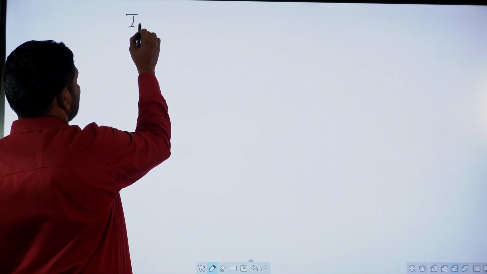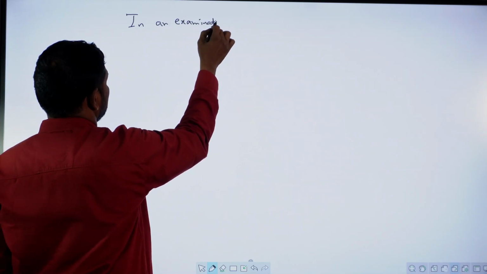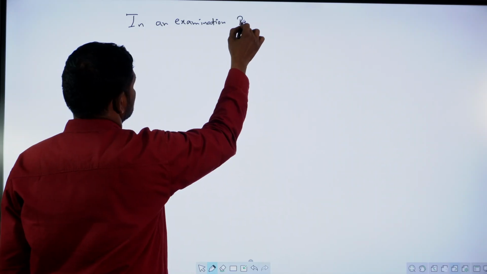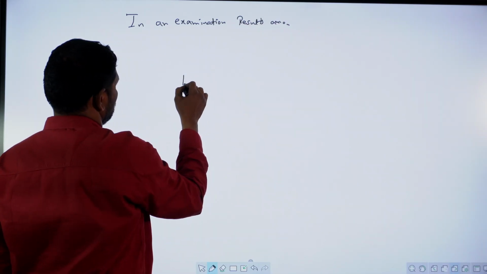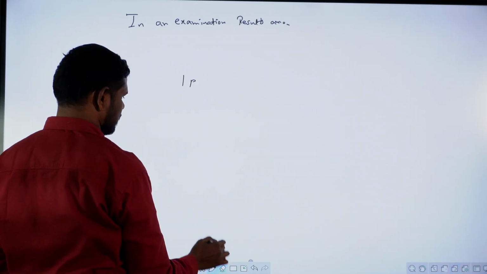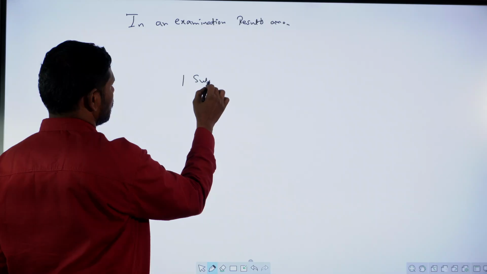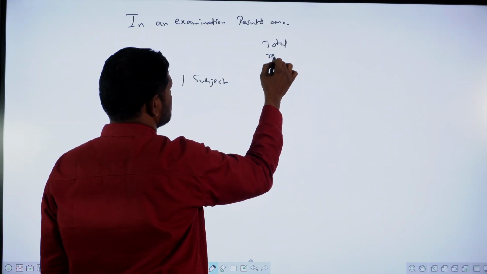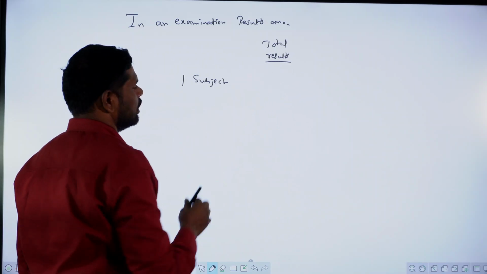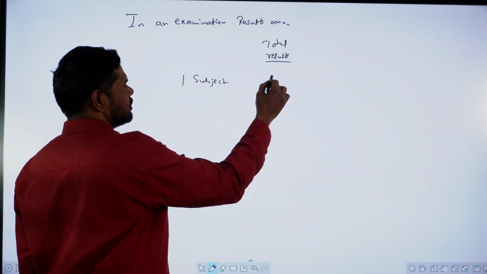Similarly, results announced in an examination. Results announced in how many ways? Suppose instead of one paper, there is one subject. Total results are how many? One subject is there, so the student may pass or fail. How many ways? 2 ways.